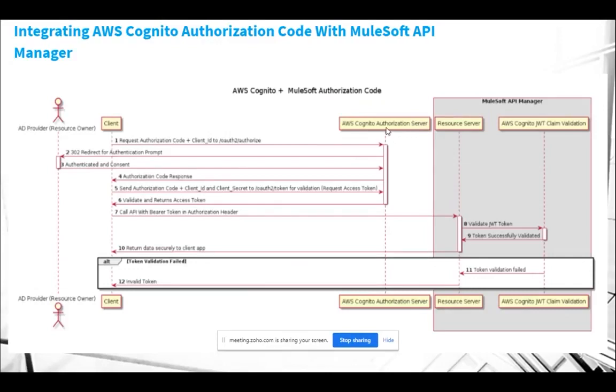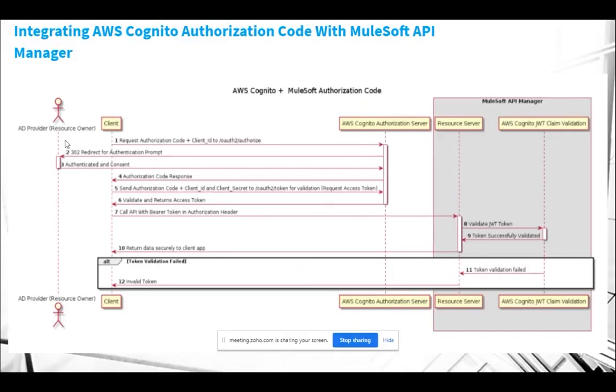AWS Cognito authorization server will validate this client ID. If the client ID is correct, it will redirect to the resource owner. In this case, the resource owner will be AWS Cognito only, because the resource owner is where our username and password and everything exist. It's a user directory basically.